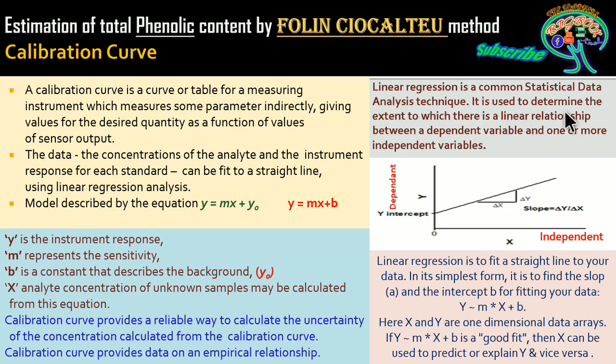It is used to determine the extent to which there is a linear relationship between two variables. Out of that, one variable will be dependent and the other independent. The dependent variable is the y-axis in the graph, and the independent variable is the x-axis. So on the y-axis, the values we place in the form of the scale are the absorbance, and the values on the x-axis are the concentration of the compound.